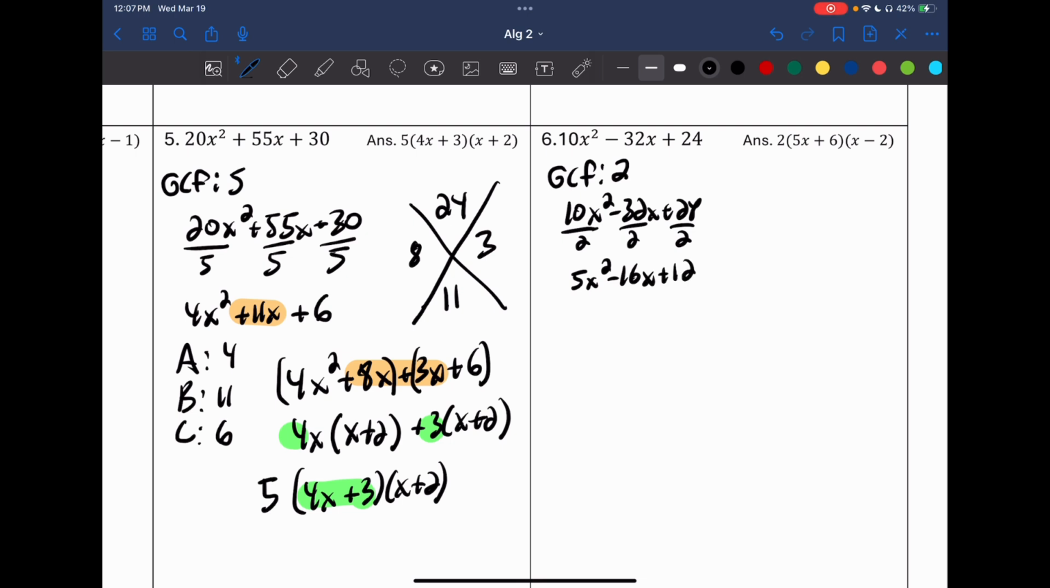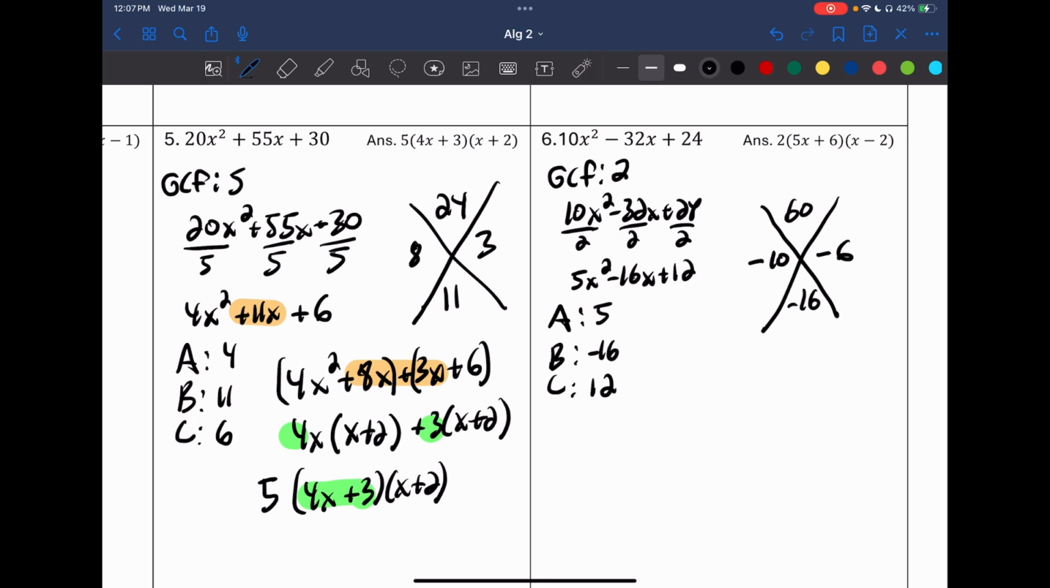And then we want to label our coefficients, A, B, C. That's going to be 5, negative 16, and 12. Make our magic X. On the top, we're going to put 60. On the bottom, we're going to put negative 16. So we want two numbers that multiply to 60 and add to negative 16. I'm going to go with negative 10 and negative 6.